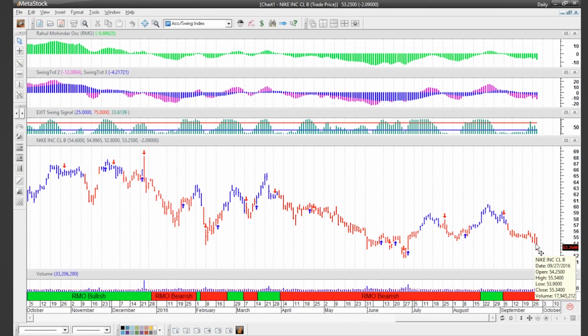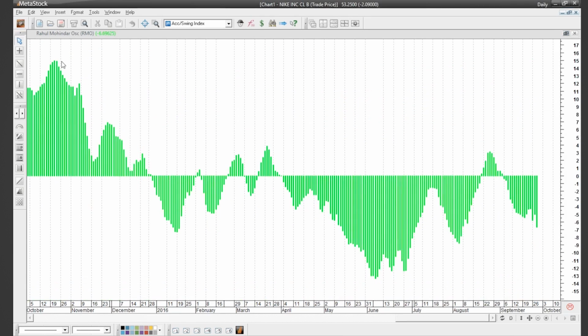Okay, and to do that, Rahul uses the Rahul-Mohinder oscillator. So if I come up here, right here, this is the Rahul-Mohinder oscillator. I've just made it full screen so you can see it. And the way you read this is very, very simple. If you'll notice, it's either above 0 or below 0. If it's below 0, then you're going to say your primary trend is bearish. If it's above 0, you're going to say your primary trend is bullish.